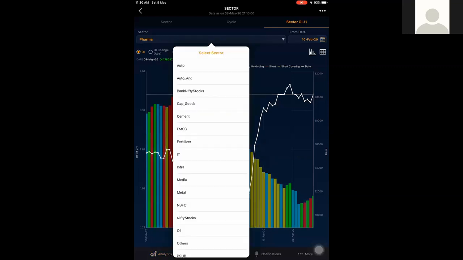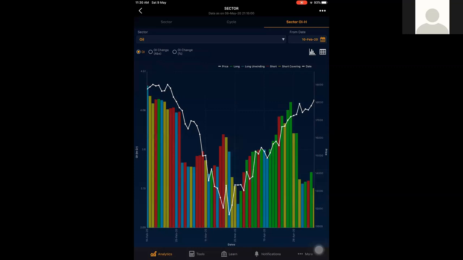Now, if I say oil, Reliance is the major one, which takes up the entire chart. If you look here, oil has more greens and less red. Yesterday we saw short covering. So it's like a no-trade as of now. So this way you can do the sector analysis.